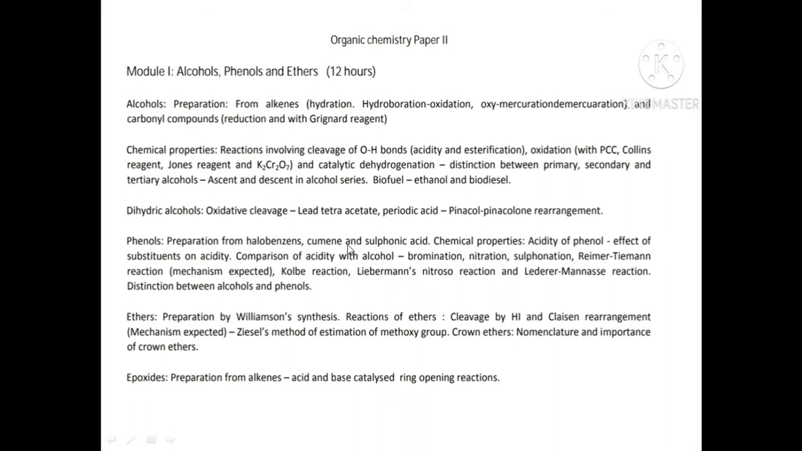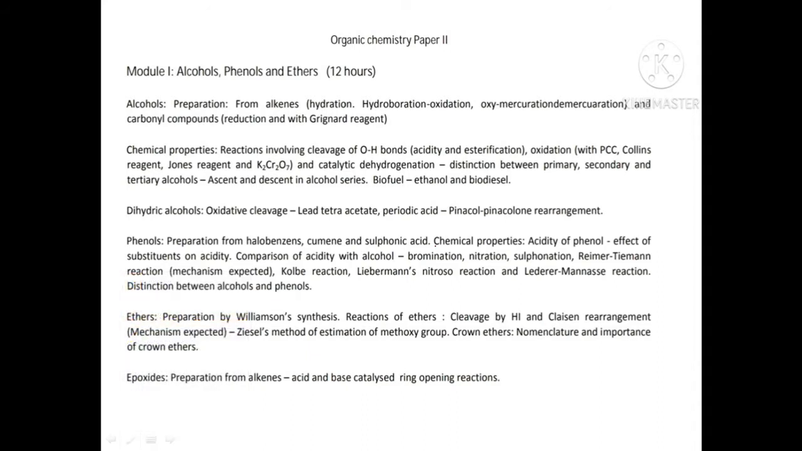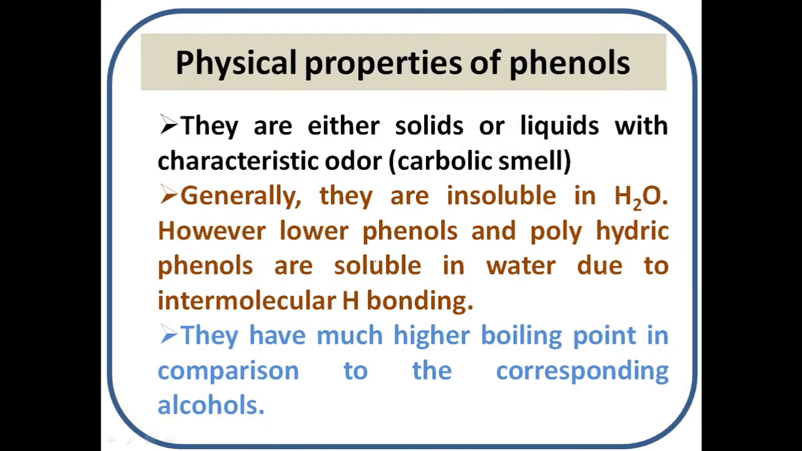In this video, we will discuss the properties of phenolic compounds. Properties mainly fall under two headings, namely physical properties and chemical properties. In chemical properties, we have already discussed the acidity of phenol and the effects of substituents on the acidity, and also we have done the comparison of acidity with alcohol in the previous videos. In this video, we will be particularly discussing the properties of phenols.